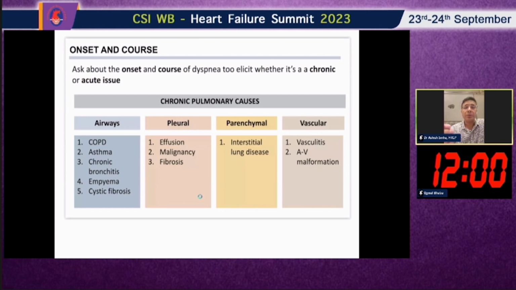What about the pleural causes of dyspnea? Effusion, malignancies, and fibrosis. And what are the parenchymal causes? It could be ILDs. What about the vascular causes of dyspnea? Again, it could be vasculitis or AV malformation. So many types, so many differential diagnoses we have just by asking a couple of questions and spending time. Next slide, please.